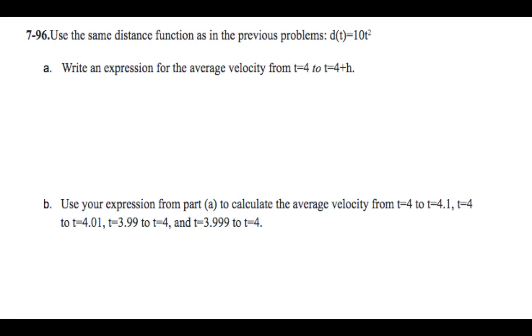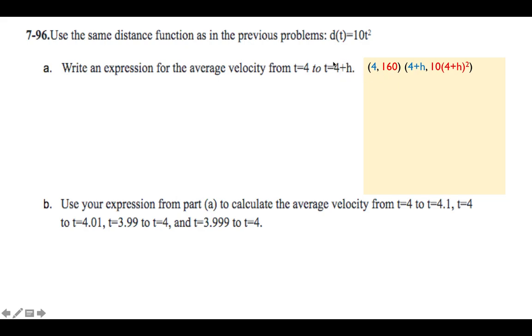So the next thing is we're going to go ahead into problem 7-96. We're still taking a look at the problem d of t equals 10t squared, but now we're going to write an average velocity expression from t equals 4 to t equals 4 plus h instead of the 5. So step 1, we have to create our 2 coordinate points. The first one is easy because all we do is take this 4, plug it in right here. 4 squared, that's 16, times 10 is 160. Plug in 4, I got 160.